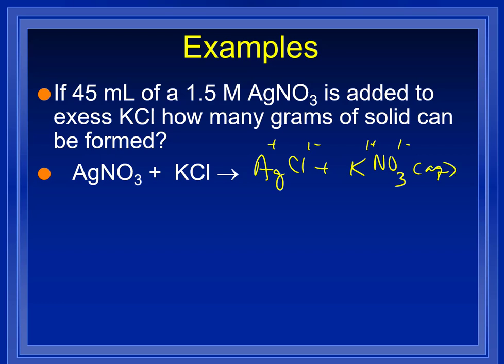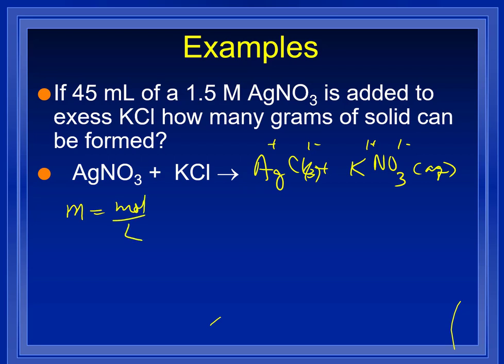Ag is not an alkali metal, so I look at the Cl. The rule for Cls: chlorides are soluble unless they're with silver, lead, or mercury. This one is with silver, so my solid is going to be silver chloride, solid, S.